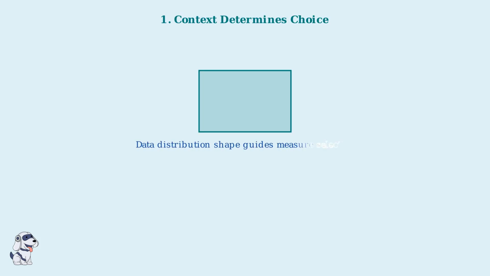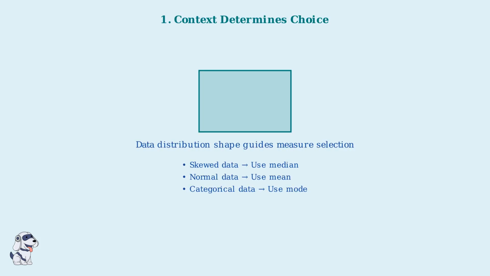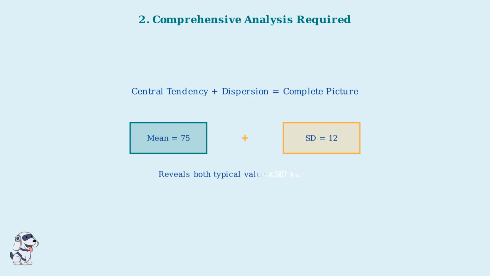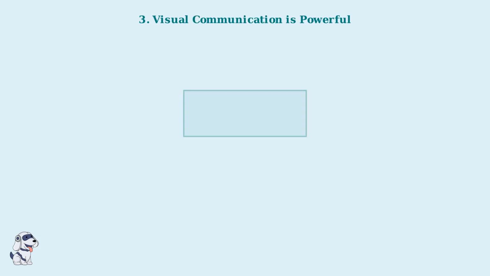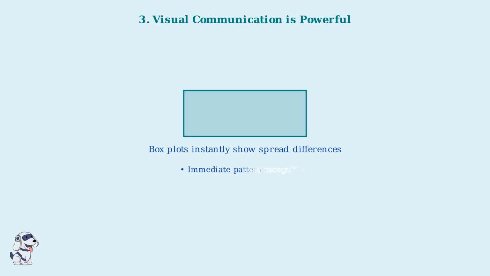First, and most importantly, context matters. The choice of statistical measures depends entirely on your data type and distribution shape. Second, never rely on a single measure. Use both central tendency and dispersion measures together for a complete understanding of your data. Third, visual presentations communicate statistical information far more effectively than numbers alone. A well-designed graph can reveal patterns that tables of numbers cannot.